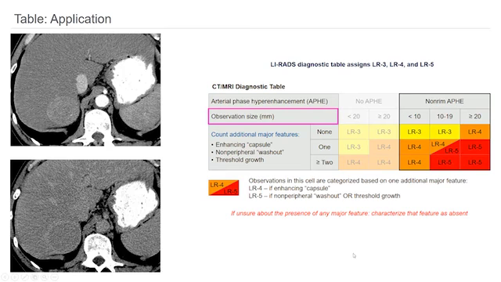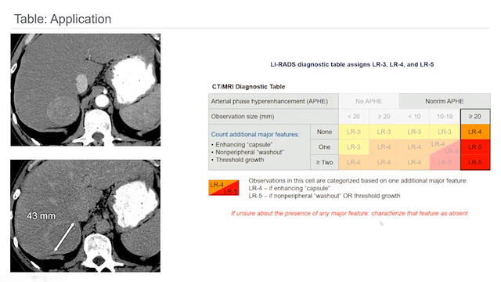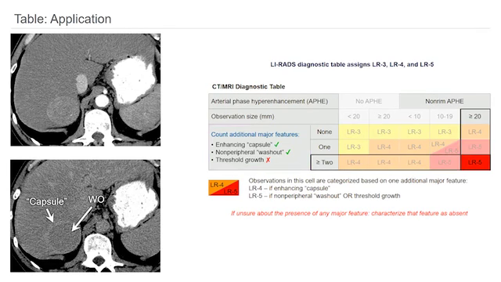The next thing we look at is observation size, and in this case, it's a 43 millimeter observation, which allows us to select the far right column of the table. And then we count each additional major feature, and in this case, we have a capsule and washout appearance, which means we have 2 additional major features, which means we select the bottom row, and then the intersection of the selected row and column is what gives us the final category of LIRADS 5.